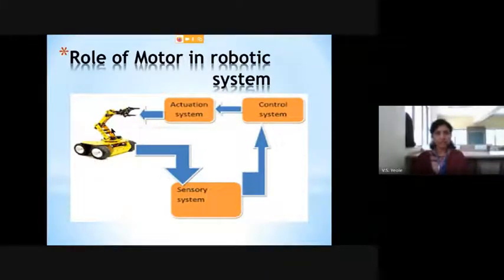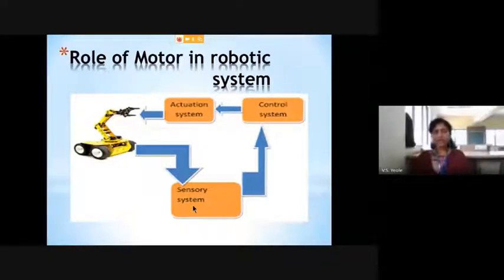So we'll start with the role of motor in robotic system. For that, we will consider one robot in which three systems are shown. The first system is called the sensory system. The second one is called the control system. And the third one is called the actuation system. Now for understanding these three systems, we will compare them with our body systems. That is, the robot is our body. The sensory system is our different types of senses, for example, eyes, nose, skin.